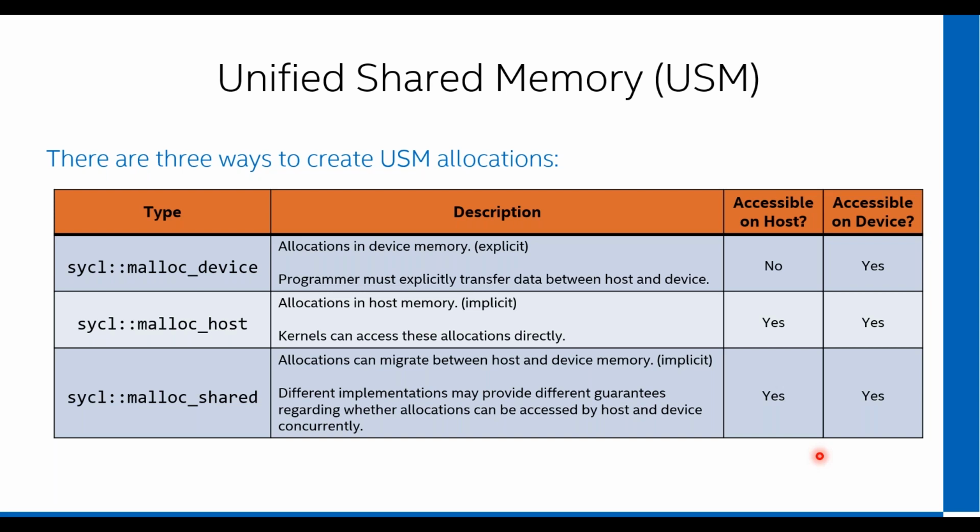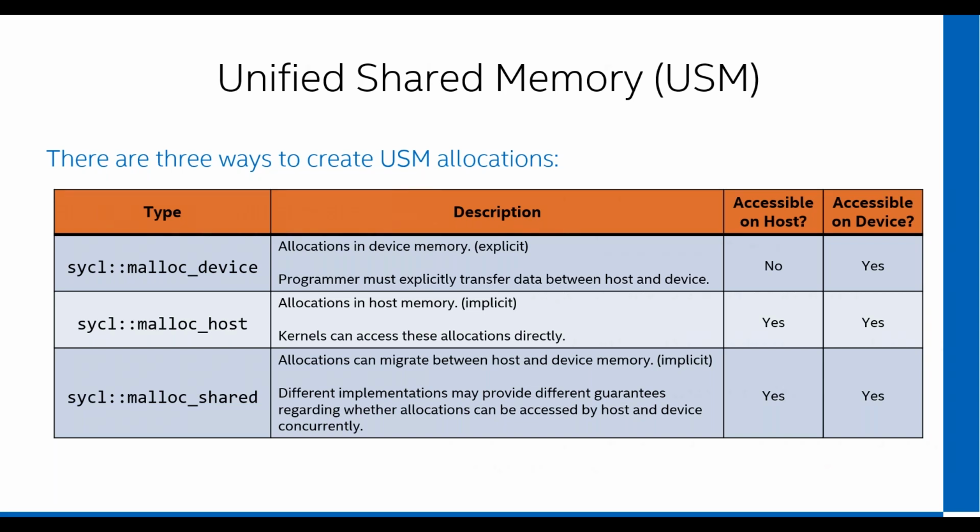Next is malloc host, in which the memory is allocated in the host, but you don't need to worry about copying to and fro. It's done implicitly. Again, malloc shared is the most popular way of writing code for beginners, where you don't need to explicitly copy to and fro. If you allocate the memory using malloc shared, you can access that memory in the host as well as in the device.